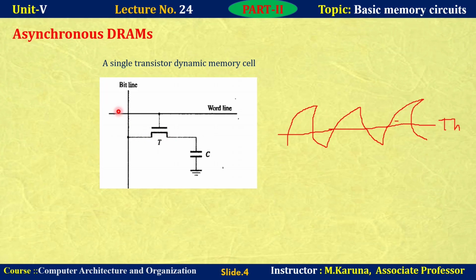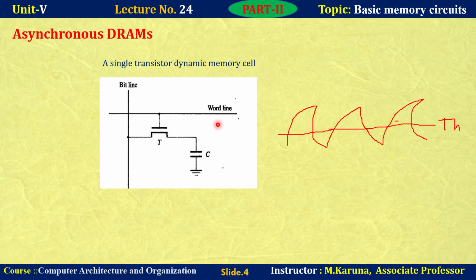A sense amplifier connected to the bit line detects whether the charge stored on the capacitor is above the threshold value. If it is above the threshold value, it drives the bit line to a full voltage that represents logic 1. Okay, if that voltage is above this threshold, then that is represented as logic 1.